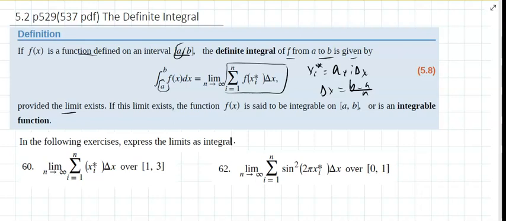So this sum is an approximate area, but if I take the limit as n approaches infinity of this, that becomes this integral, the integral from a to b of f of x dx. Basically, f of x is pretty much that, and delta x is an approximation of that, provided the limit exists. If the limit exists, the function is said to be integrable on a to b, or is an integrable function.